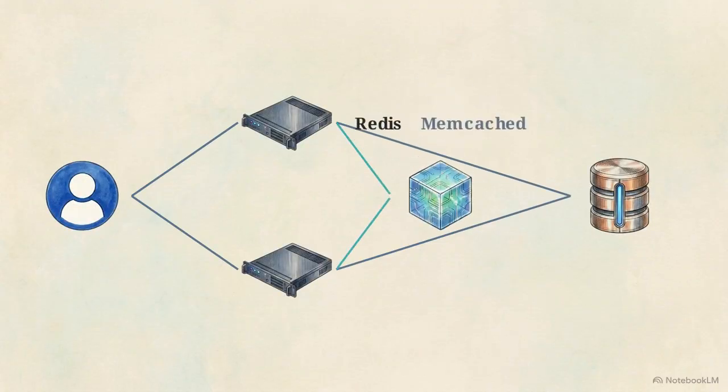Using tools like Redis or Memcached, we place a temporary, highly volatile storage area explicitly between the stateless web tier and the data tier. This allows us to implement a read-through caching strategy. When a user requests data, the web server no longer goes straight to the database.